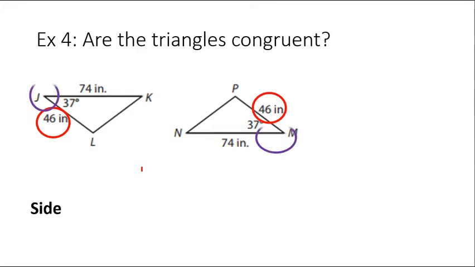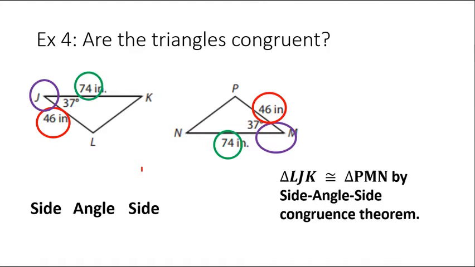So that's our side. And then here we have angles J and M are both 37. So that's your angle included between the two sides. And then the third side, 74 inches, which is your side. So here we have side, angle, side, which means that these two triangles, LJK, is congruent to triangle PMN by the side angle side congruence theorem.